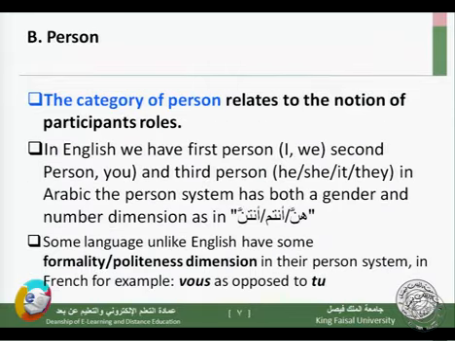Now, another example of grammatical problems in translation is the person system. The person system relates to the notion of participant's role. In English we have first person, I, we. Second person, you. Third person, he, she, it, they. In Arabic, the person system has both gender and number dimensions.